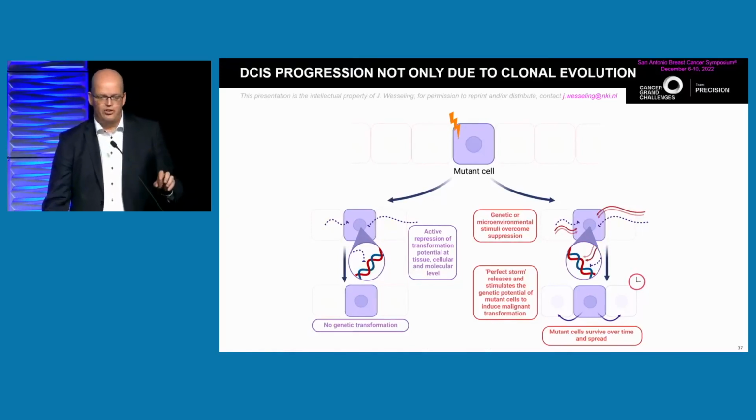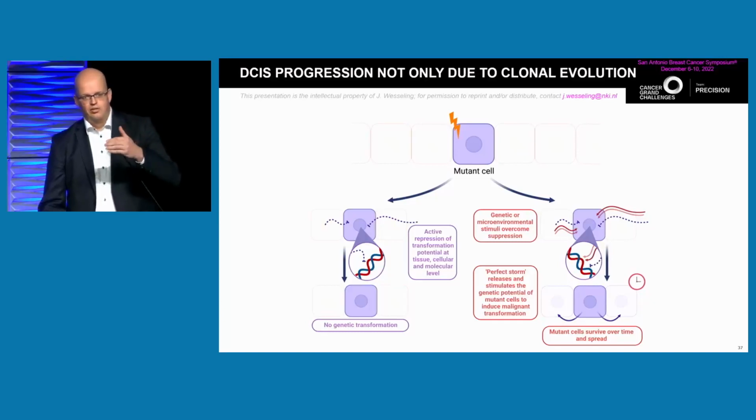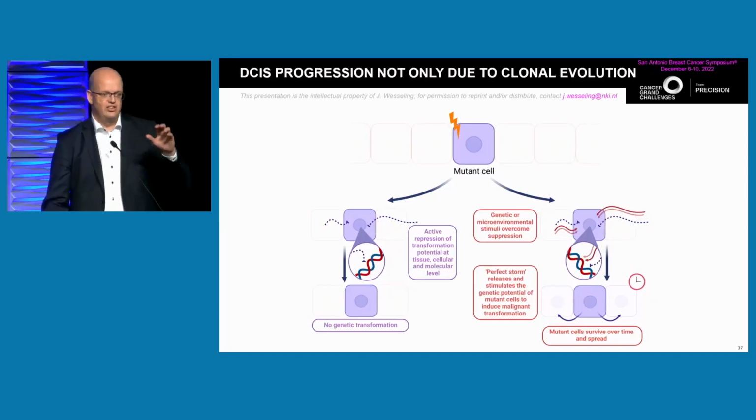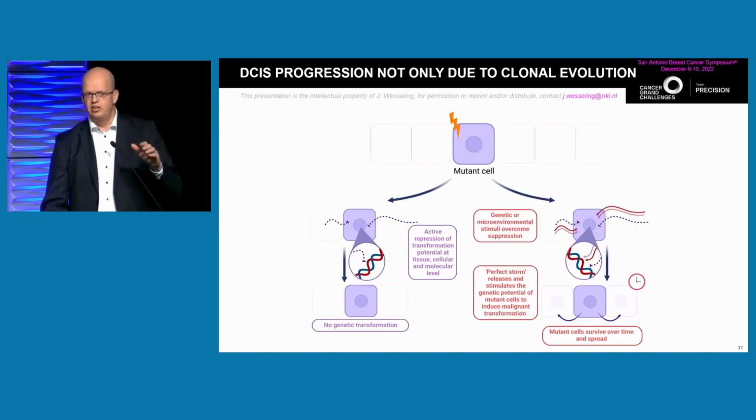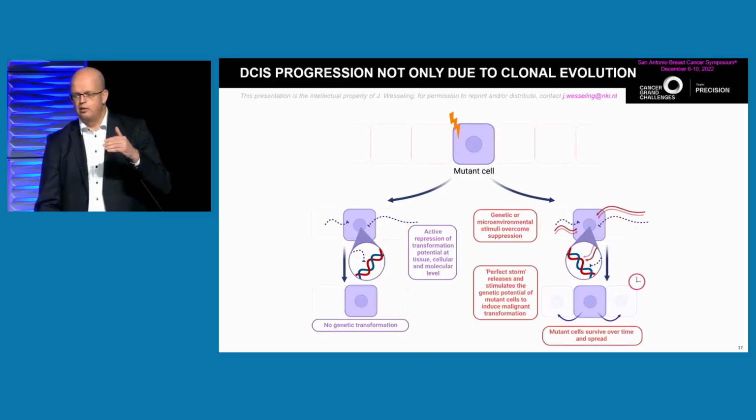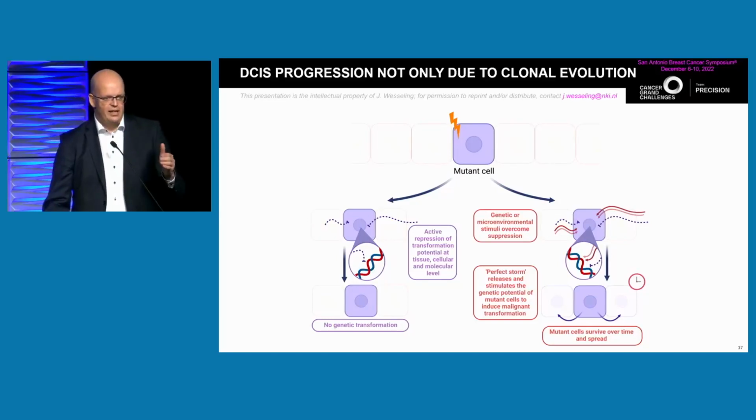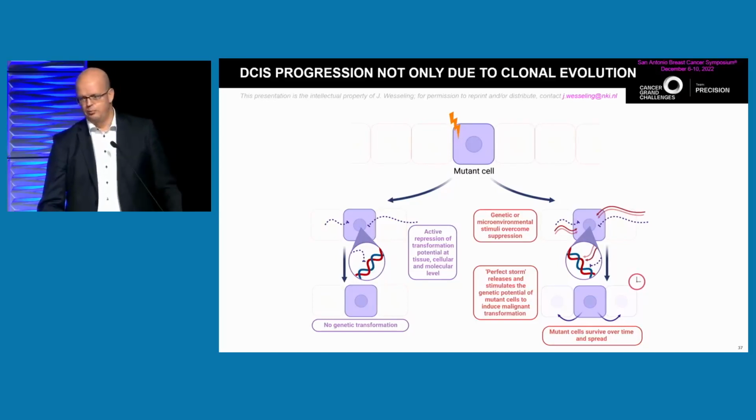Well, you have a mutant cell and this is repressed or even disappears over time. And that cell can be transformed to a malignant cell once this maybe active repression is released by genomic alterations combined with microenvironmental changes, and then leads to initiation of a tumor.